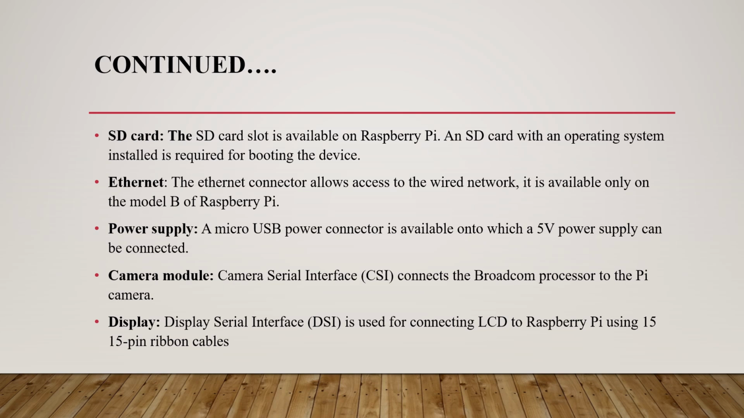It also has a power supply. Power is supplied through the micro USB power connector, to which only a 5-volt power supply can be connected. We also have the camera module. The camera module has a component called the camera serial interface that connects the Broadcom processor to the Pi camera. We also have the display. It consists of the display serial interface, which is used for connecting an LCD to Raspberry Pi using 15-pin ribbon cables.